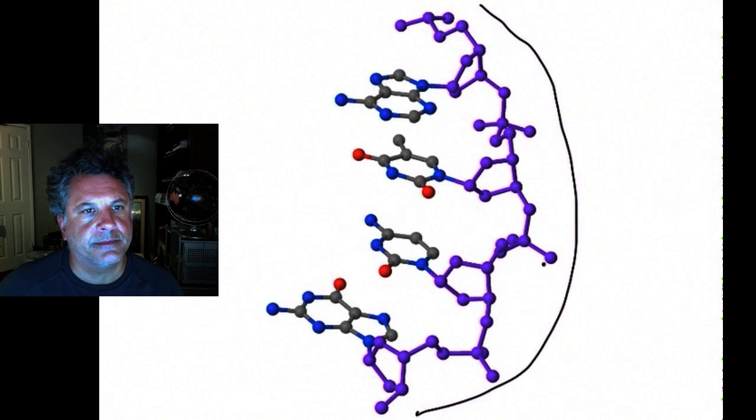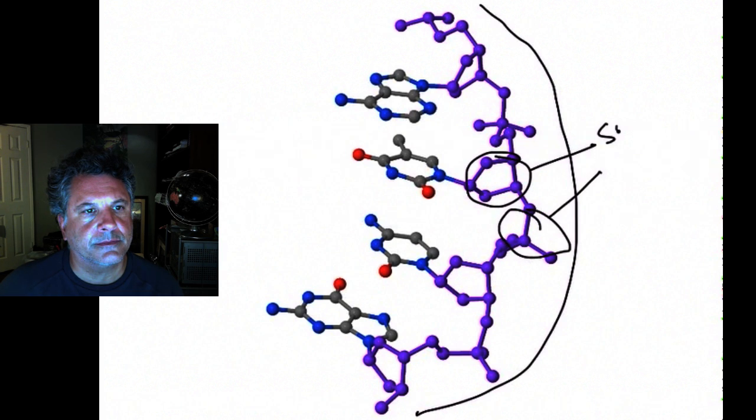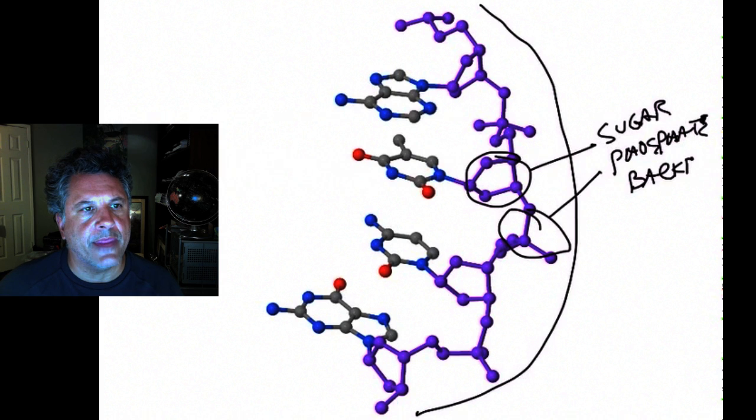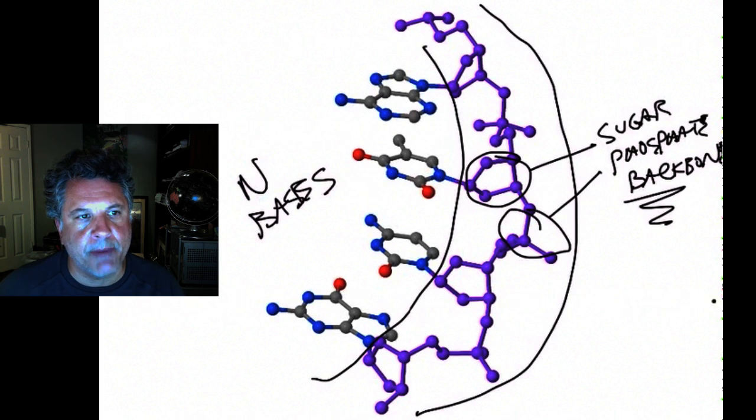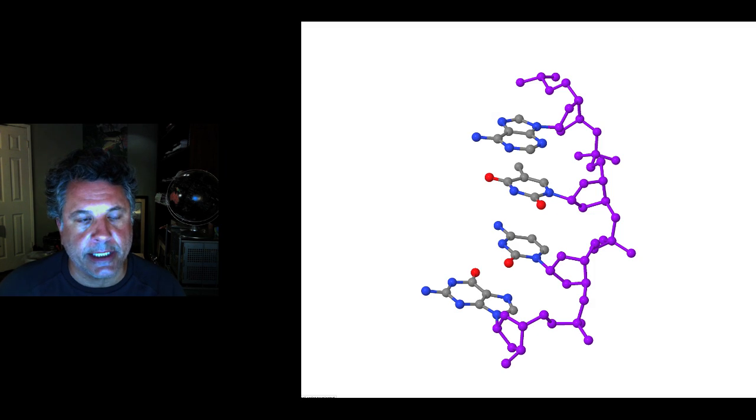Sugars and phosphates. And that's the backbone. And then the nitrogenous bases hang off the sugars, and in double helical DNA they are available for hydrogen bonding to bases from the other strand of DNA in a double helix. Note that the nitrogenous bases are not connected to each other covalently, except through the sugar-phosphate backbone.